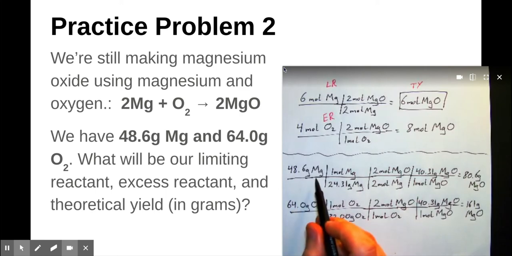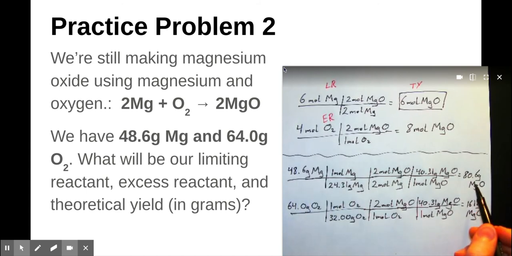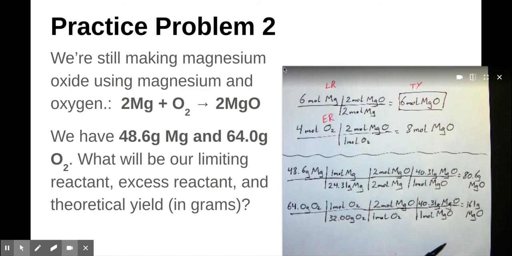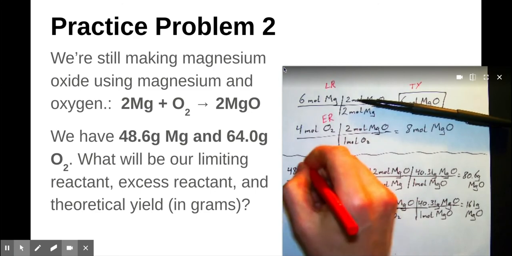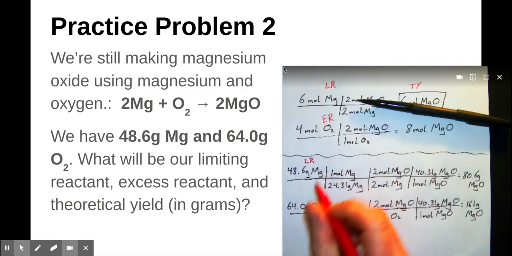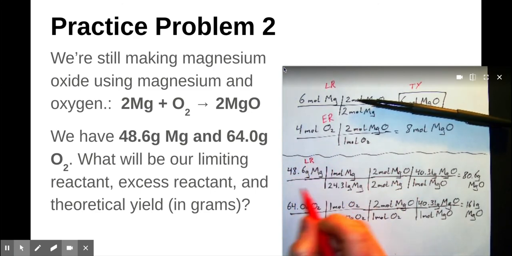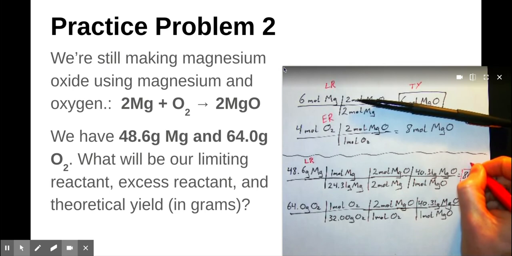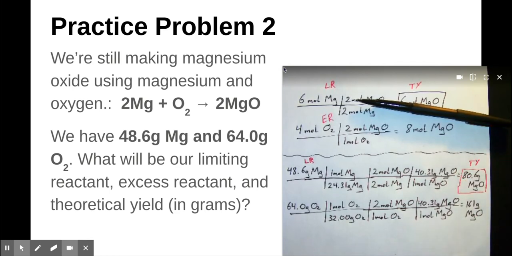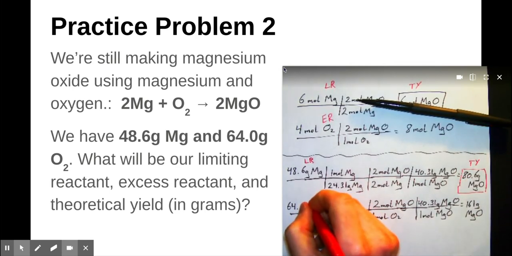Because if we have enough magnesium to make 80.6 grams of magnesium oxide and enough oxygen to make 161 grams of magnesium oxide, that means that the magnesium is going to run out first. It's going to be our limiting reactant. All of this magnesium is going to react away. We're going to end up getting 80.6 grams of magnesium oxide, and the oxygen is our excess reactant.